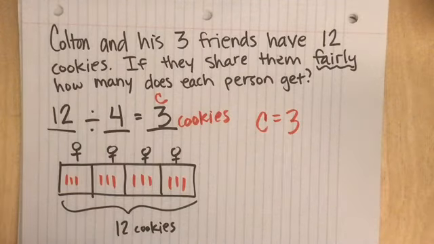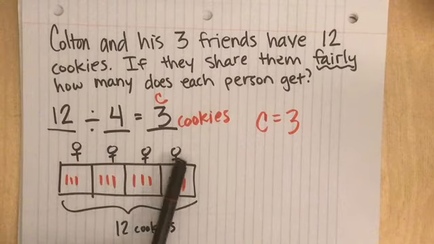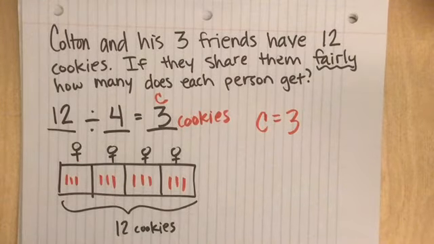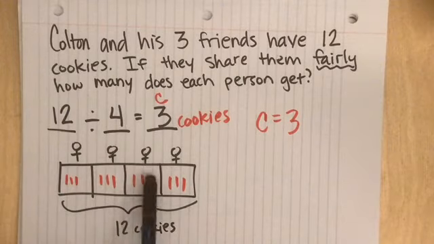The reason that there's 4 groups is, don't forget Colton. So there's Colton and 3 of his friends. So there's 4 people total that are sharing the 12 cookies. The groups are each person. So each person is a group. How did you guys do?